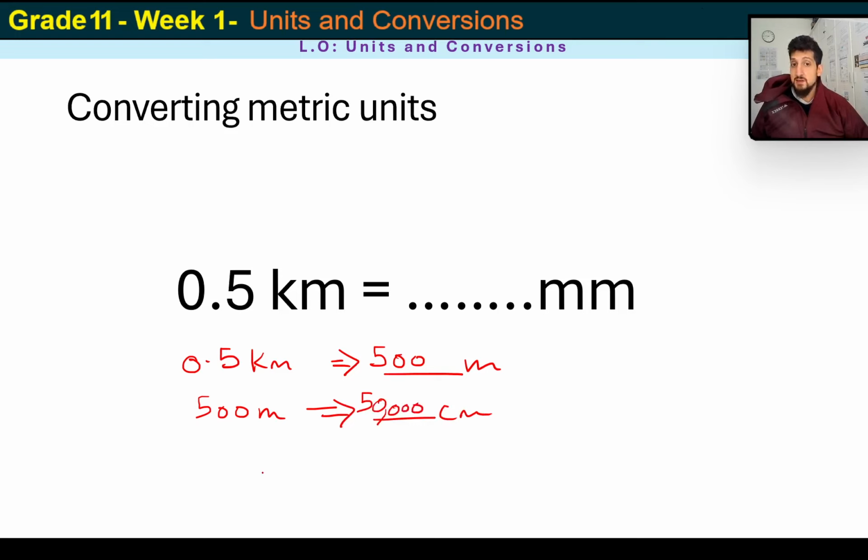Oof, the numbers are getting really big now. Now, I need to go from 50,000 centimeters to millimeters. Sorry, my Russian ghost comes out sometimes. Millimeters, and that will be 500,000 millimeters. Or, if you're into scientific notations, 5 times 10 to the power 5.